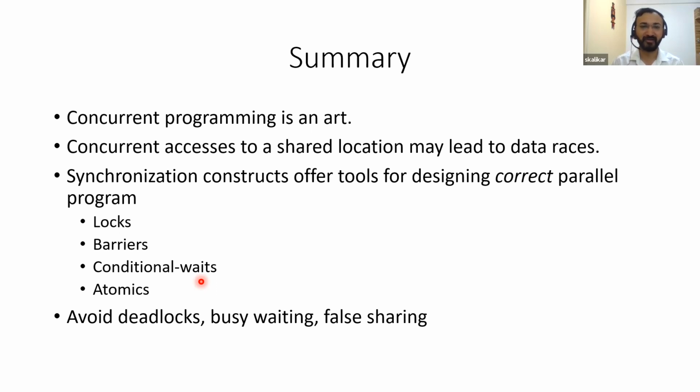So you should properly use locks, barriers, condition waits, and atomics whenever they are required. You should also avoid deadlocks, busy waits, false sharing, and all such scenarios. Always keep in mind that a parallel program is very hard to debug. Testing may never be able to prove the correctness of a program. Proper use of such constructs can only prove the correctness of your program in a theoretical aspect.